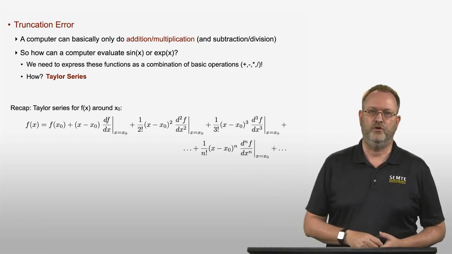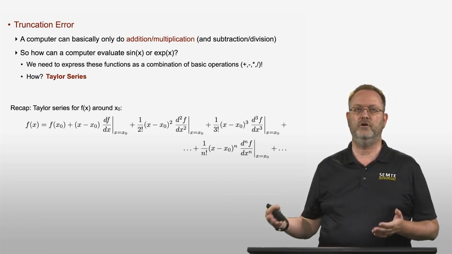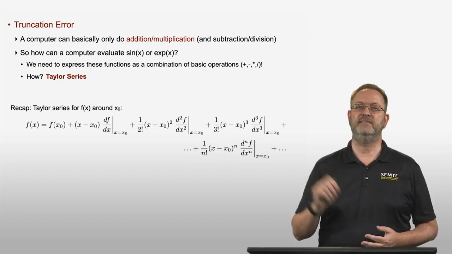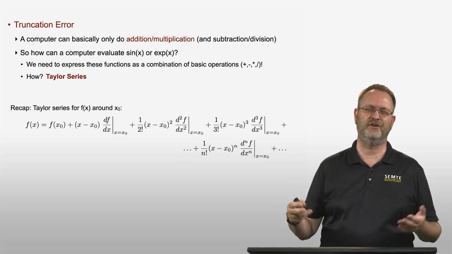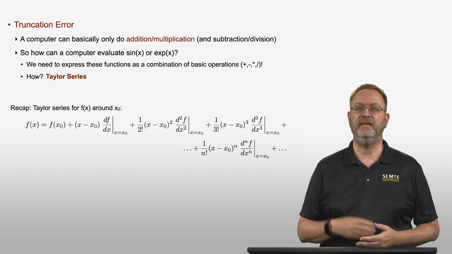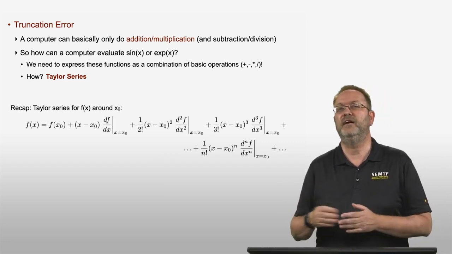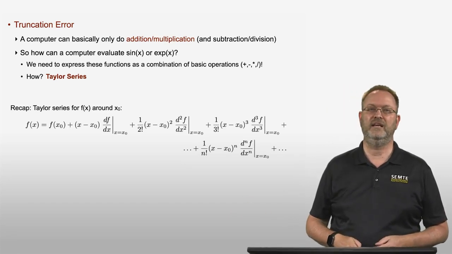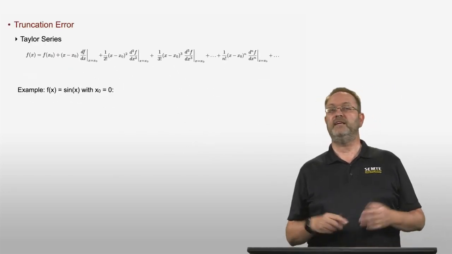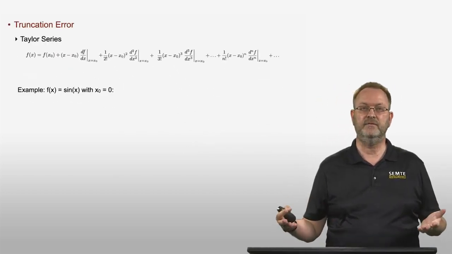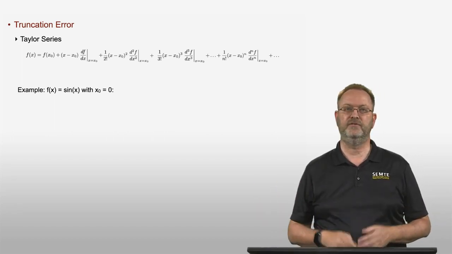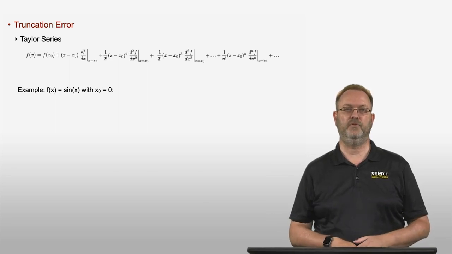There are infinitely many terms. And if we come to the nth term in this series, then we have 1 over n factorial times x minus x naught to the power n times the nth derivative of f evaluated at x naught. But there are infinitely many terms to make this an equality. Okay, so let's do just an example for this. Let's say we want to calculate the sine of x, and we're going to use x naught equal to 0 to expand the sine function around this point.